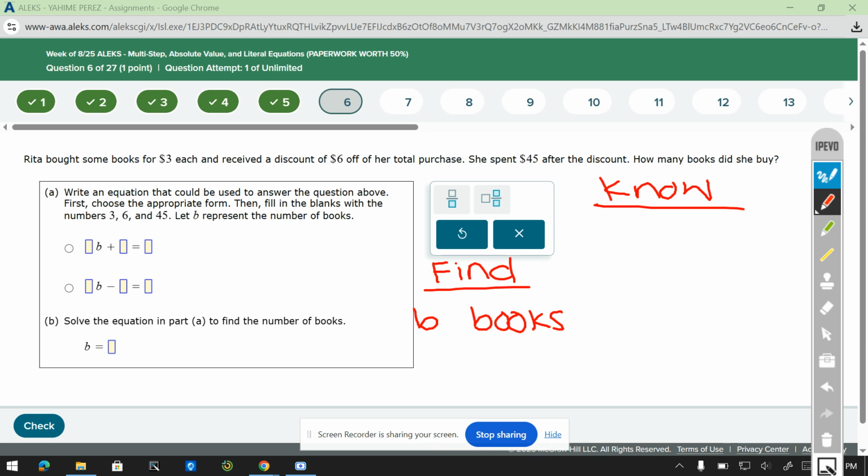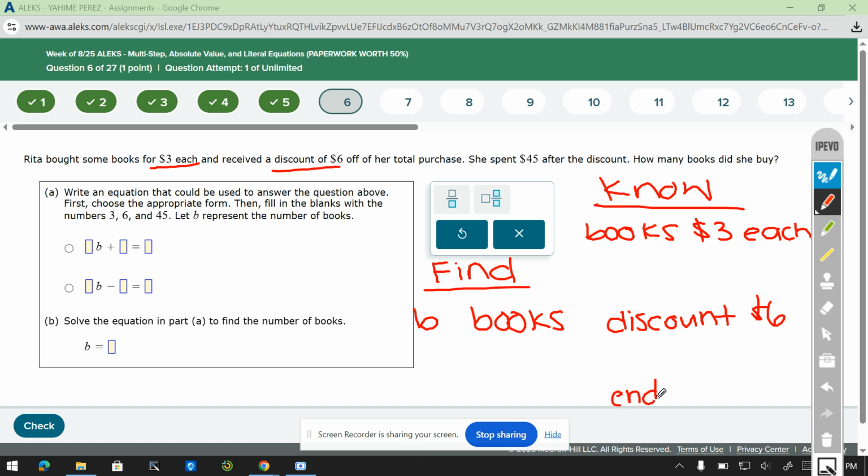And from everything before that, Rita bought the books, which were $3 each. And they received a discount on the cost of $6. And ultimately, the ending price ended with $45. She spent $45 after the discount.